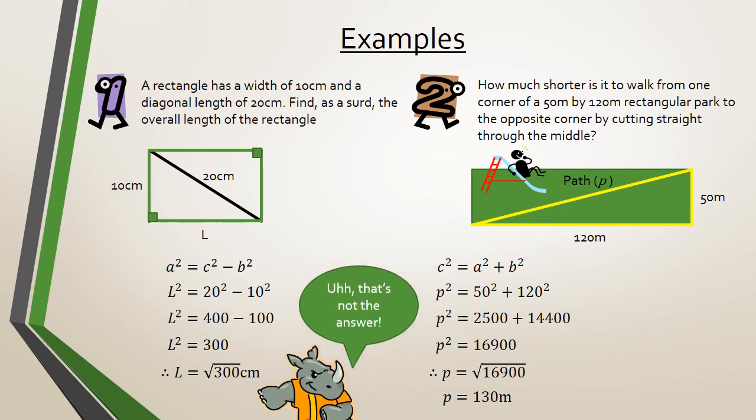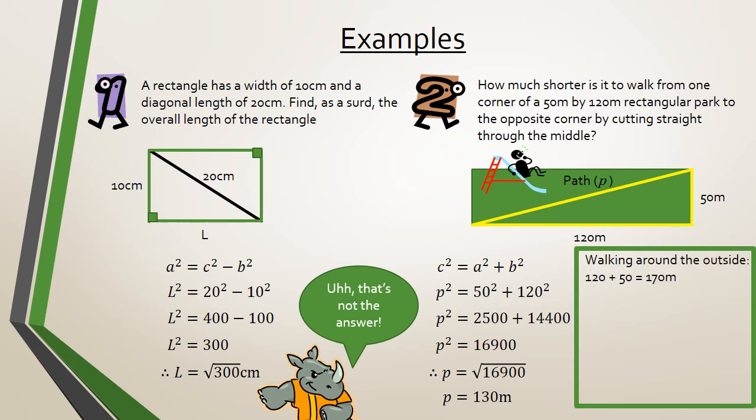But not according to that rhino. Why is it not the answer, rhino? Let's go back and read the question. How much shorter is it to walk from one corner of a 50 metre by 120 metre rectangular park to the opposite corner by cutting straight through the middle? Right, so the question's asked us how much shorter it is to take the path rather than walk around the outside. So thank you, rhino.